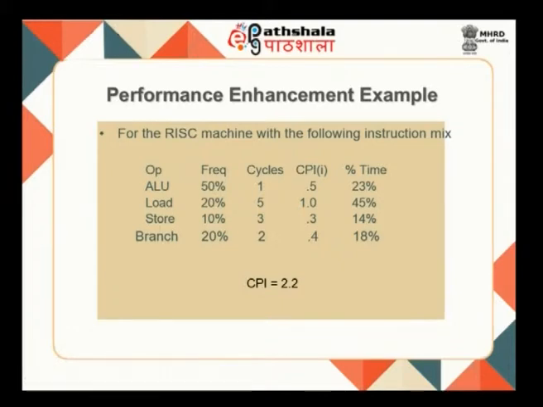This is an example showing the performance enhancement for a RISC machine with the following instruction mix, with 4 different classes of instructions with 4 different frequencies and clock cycles given. You can find the respective CPI contributions by multiplying the corresponding values, 0.5 into 1, and so forth, and the last column gives you the percentage of execution time for each of these classes of instructions. For example, ALU instructions constitute 23% of your original execution time, loads constitute 45%, stores constitute 14%, and branches constitute 18%. For this particular case, the effective CPI works out to 2.2.